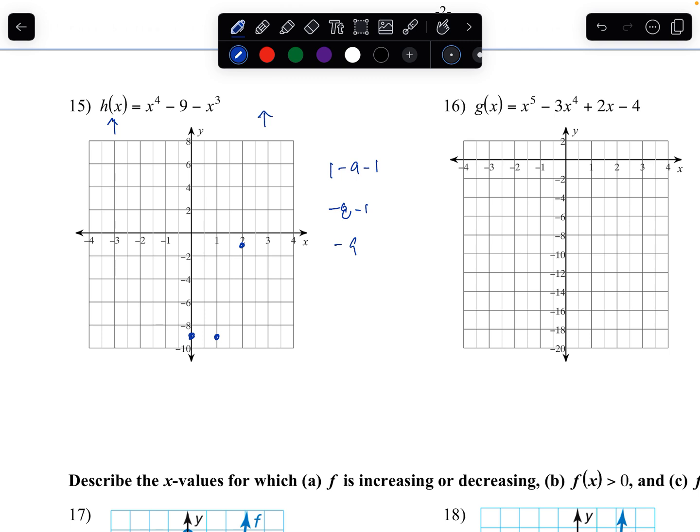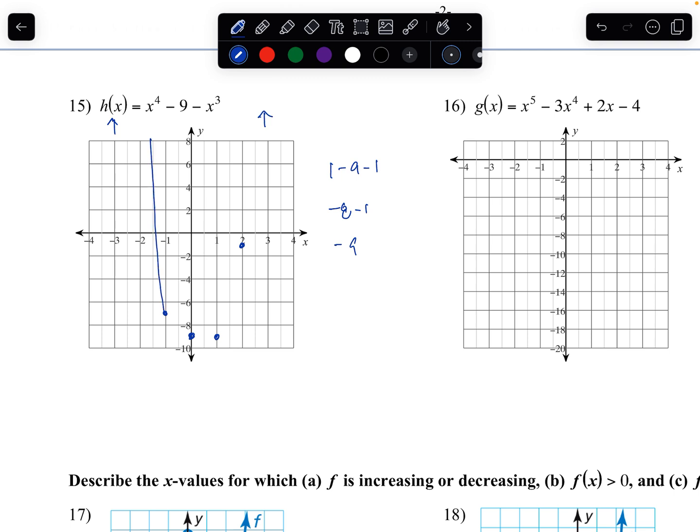So let's plug in negative 1. And if I plug in negative 1, I'm going to get negative 7. So that's going to be right here. Let's try negative 2 and see if I get something. I get 15, which is up there. So we'll just say this right here. It's going to go up.